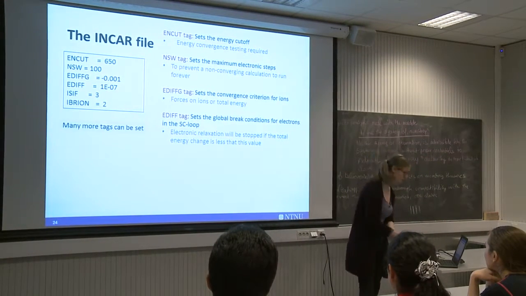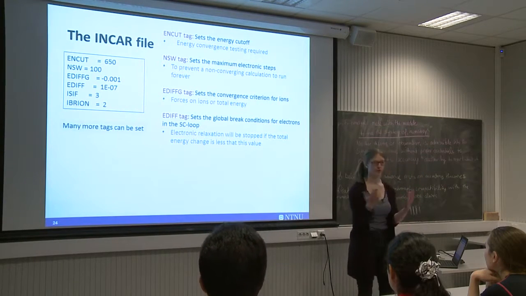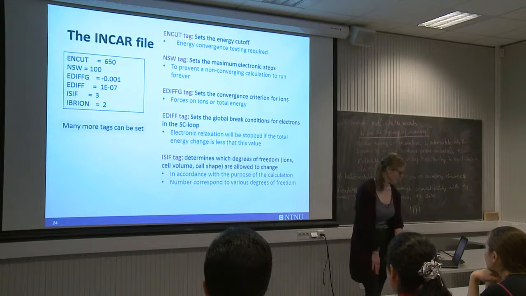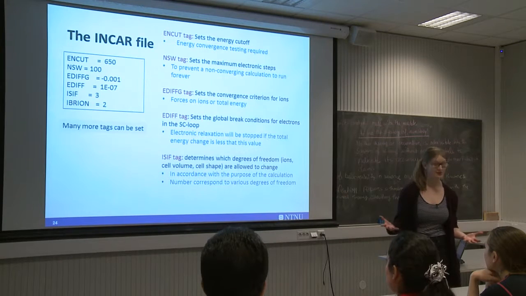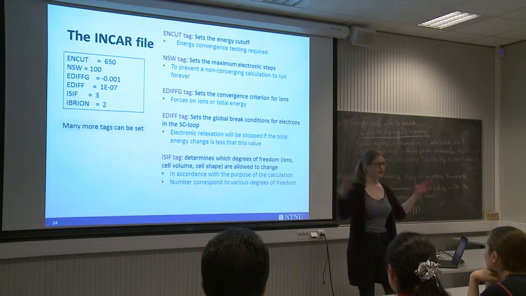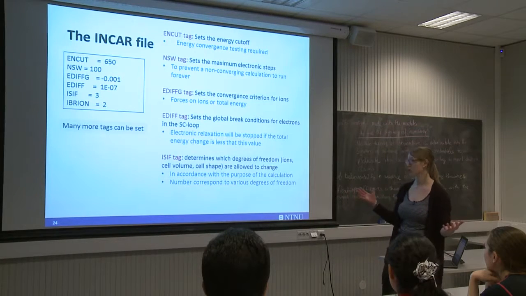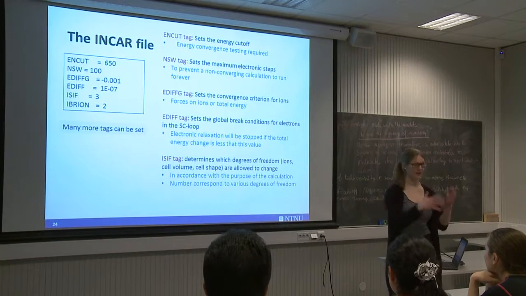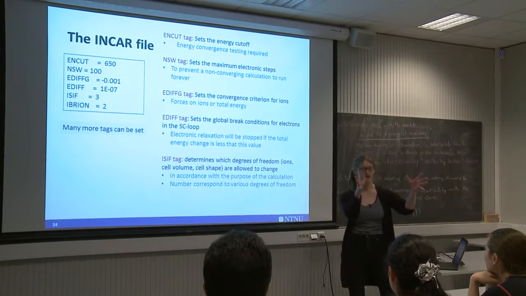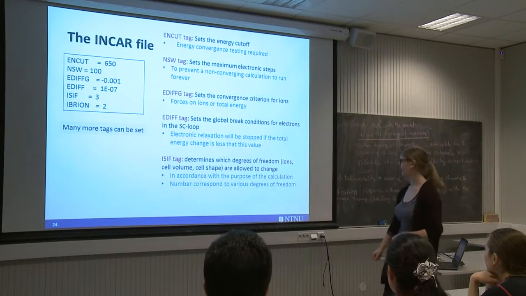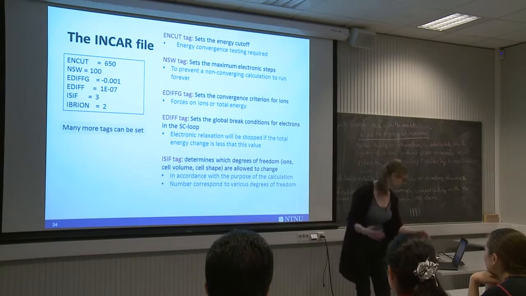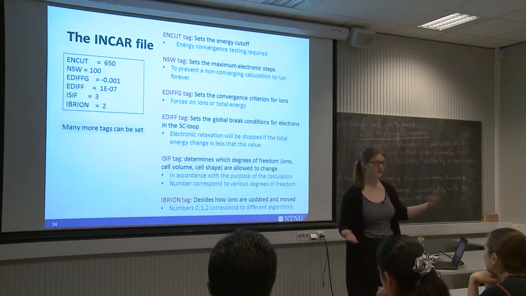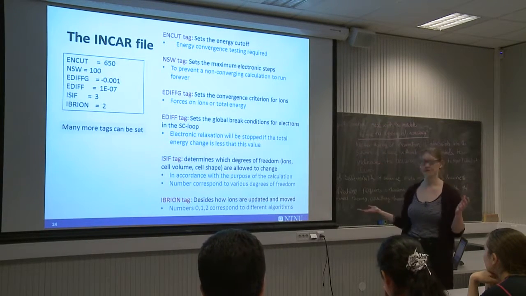You set the electronic convergence or the global break condition to an appropriate number. And then you also can define the degrees of freedom in your system. So for example, if you want the volume to change during your relaxation, or if you want to fix the volume and only relax ions, or you don't want to relax the ions at all, you just want to look at the energy for one specific configuration of atoms, you set this. And you can also set the algorithm for how you update and move your ions, right? So there are different choices there.